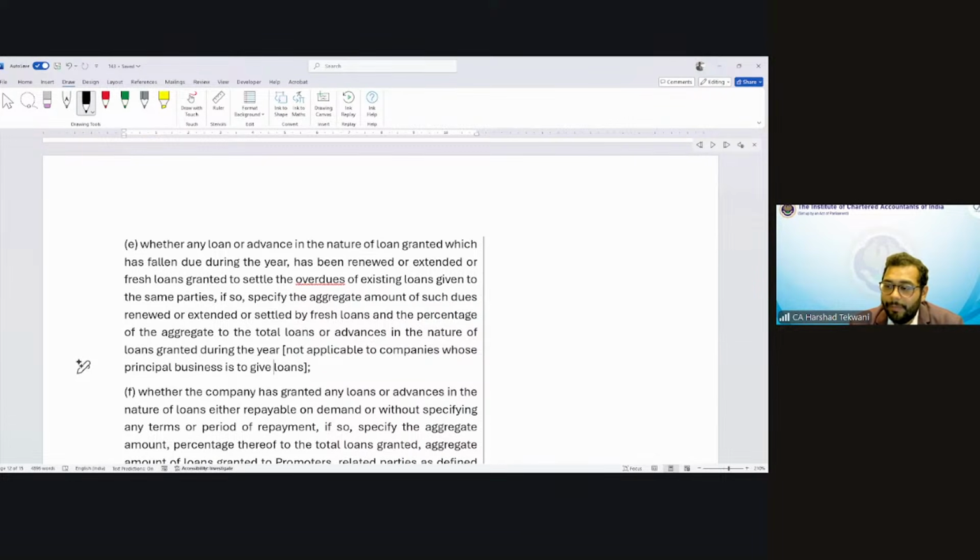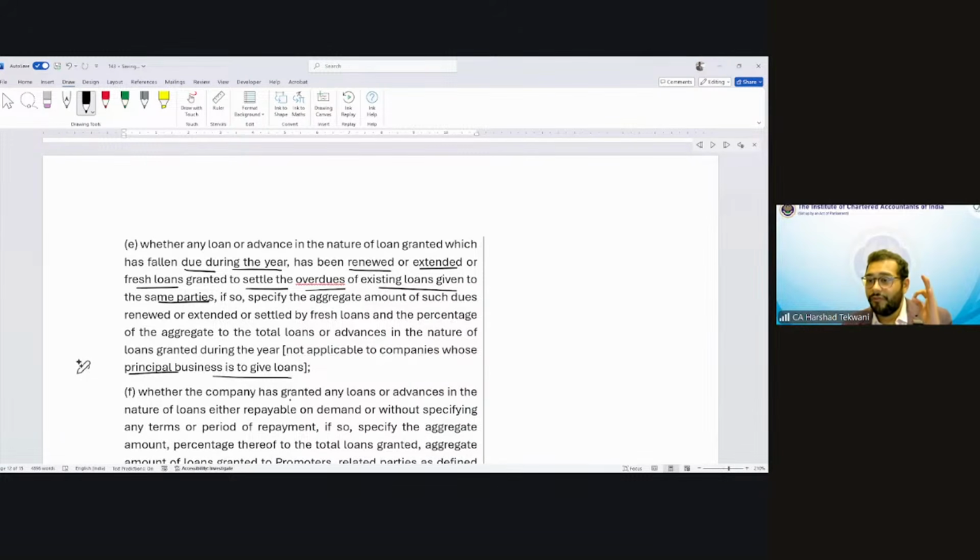Yes, absolutely correct. We generally see the word restructuring used when the company's principal business is to give loans. At that point in time, we use the word restructuring. Here in this scenario, it is not restructuring. What is being done is that loans that fell due during the year have been renewed or extended to settle the overdues, or fresh loans are granted to settle the overdues of the existing loans given to the same parties.